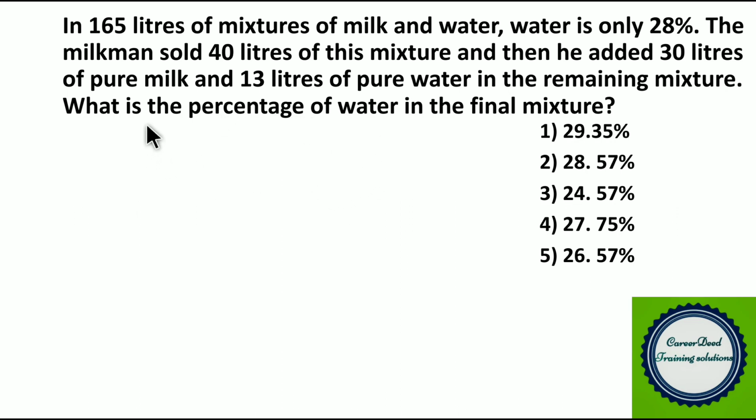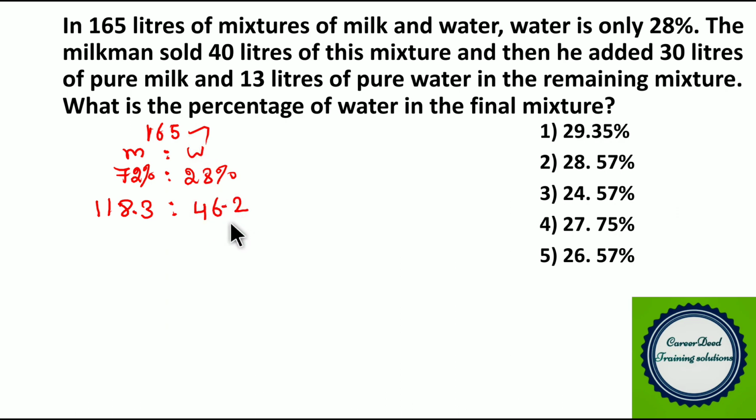So initially we have 165 liters of mixture of milk and water. We have water 28%, which means the remaining 72% will be milk. Now in this 165 liters, 72% is milk and 28% is water. What is 72% of this 165? You get 118.3 liters of milk, and 28% of 165 is 46.2 liters of water.